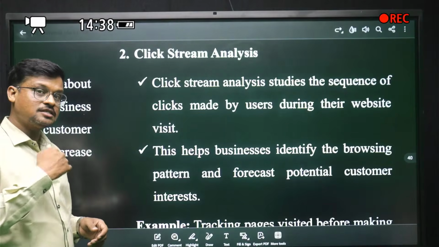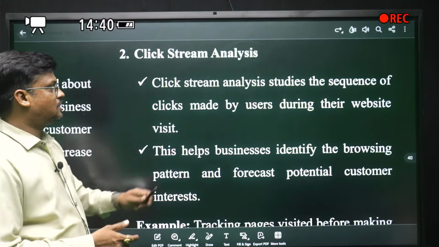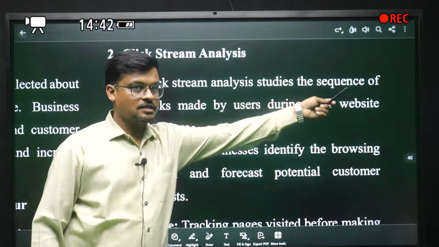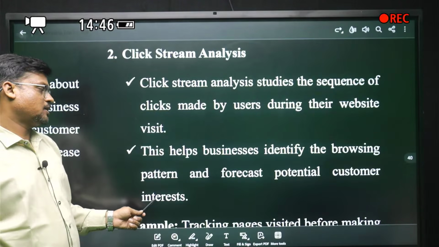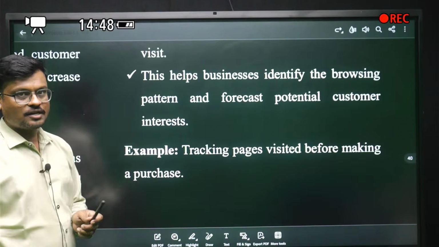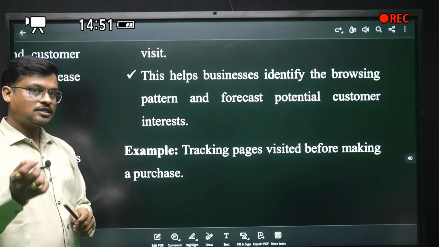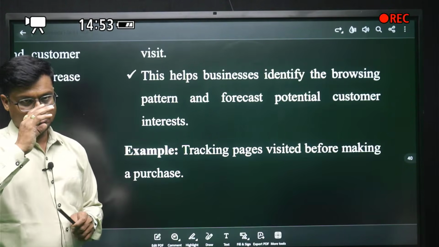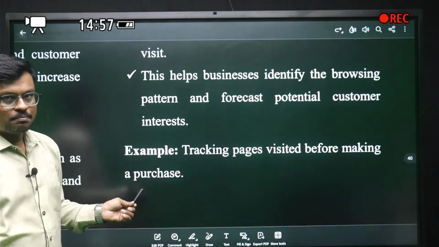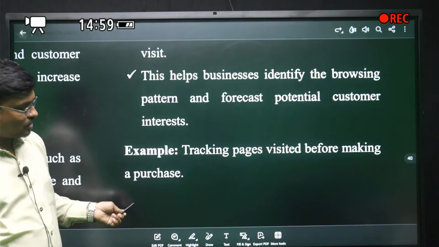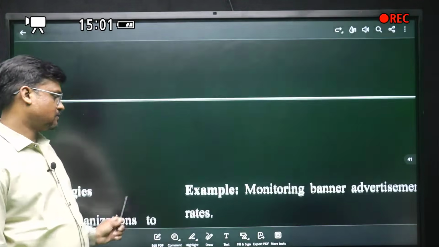First analysis is the pages you visited. The second thing is clickstream analysis, which studies the sequence of clicks made by the user during their website visit. This helps business identify the browsing pattern and forecast potential customer interest, right? So, tracking the pages visited before making a purchase. Then that will be your second thing, clickstream analysis.